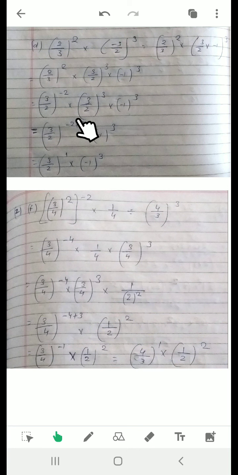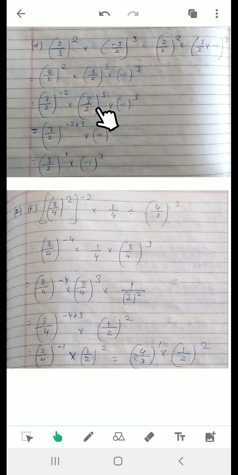Okay, then next, now I can convert this 2 upon 3 into 3 upon 2. But if I convert, then this positive exponent will now be negative. So I converted 2 upon 3 into 3 upon 2. Why did I convert that? So that now the bases will be same in the first two terms. This 2 upon 3 can be converted into 3 upon 2. This plus 2 will now be minus 2.